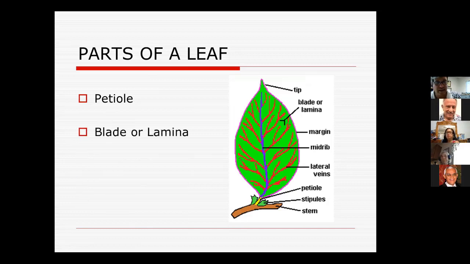The blade, again, that's the main part in between the veins, which is where photosynthesis takes place, in the blade or the lamina of the leaf. The midrib is that central vein, and of course the margin is the edge.